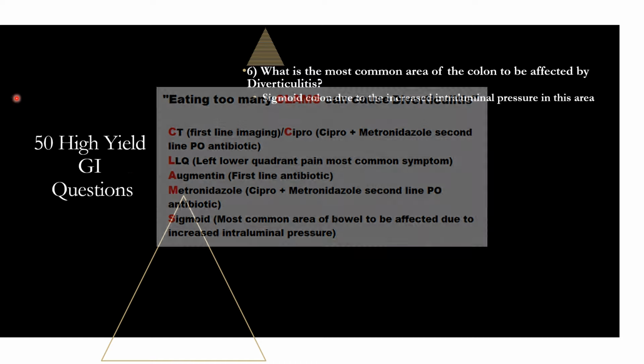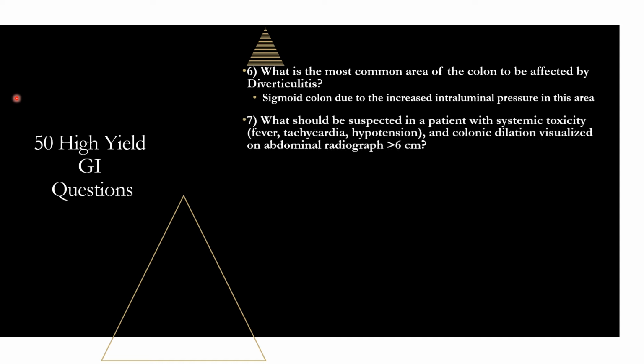Remember a few of the important things you need to know for that. Question 7, what should be suspected in a patient with systemic toxicity like fever, tachycardia, hypotension, and colonic dilation visualized on abdominal radiograph over 6 centimeters?